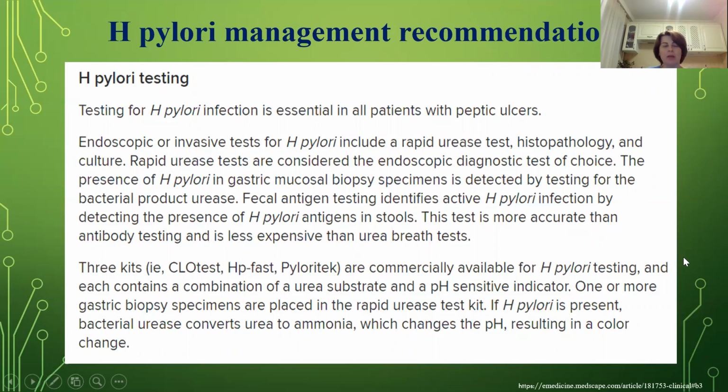Endoscopic or invasive tests for Helicobacter pylori include a rapid urease test, histopathology, and the culture. Rapid urease tests are considered the endoscopic diagnostic test of choice. The presence of Helicobacter pylori in a gastric mucosal biopsy specimen is detected by testing for the bacterial product urease. Fecal antigen testing identifies acute Helicobacter pylori infection by detecting the presence of Helicobacter pylori antigens in stool. This test is more accurate than antibody testing and is less expensive than urea breath test.